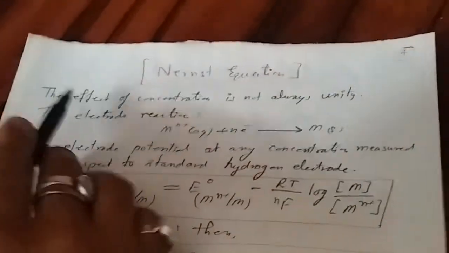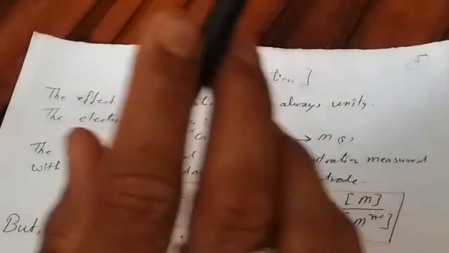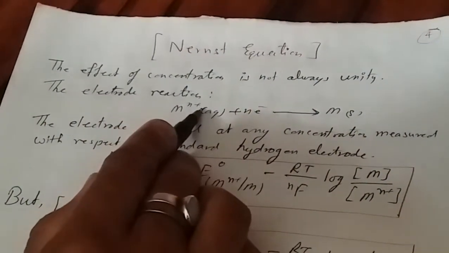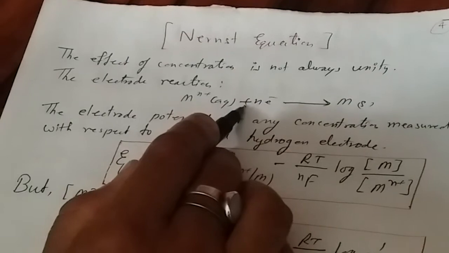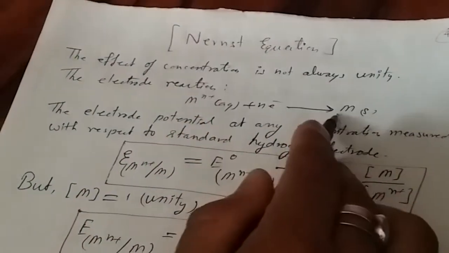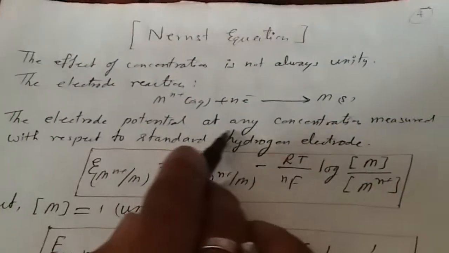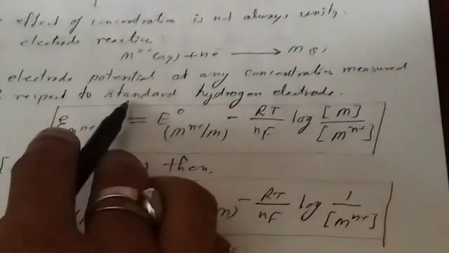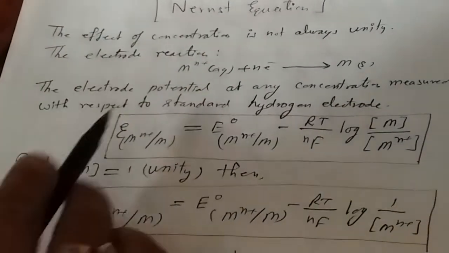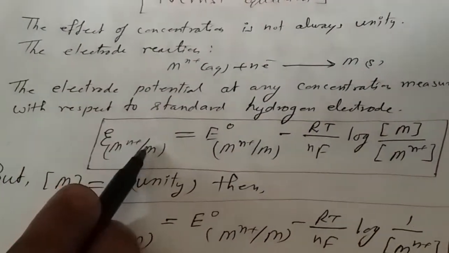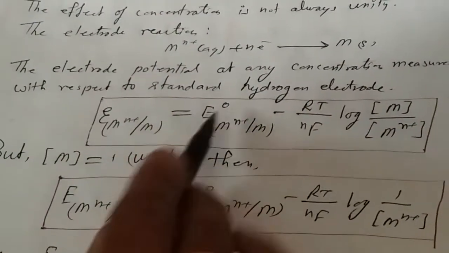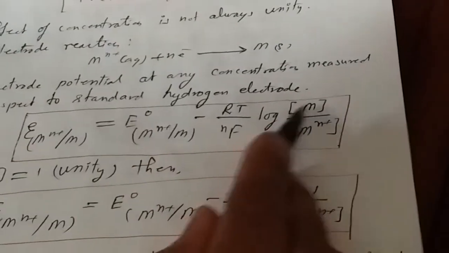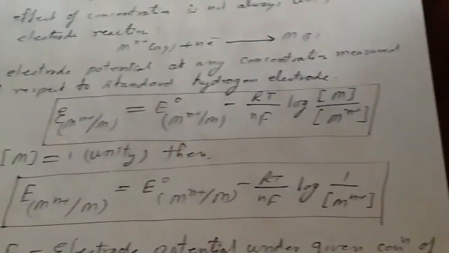Nernst equation. The effect of concentration is not always unity. For the electrode reaction, M^n+ ion (aqueous) gaining n electrons converts into metal (solid). The electrode potential at any concentration, measured with respect to the standard hydrogen electrode, is E(M^n+/M) = E°(M^n+/M) - RT/nF log [M]/[M^n+].